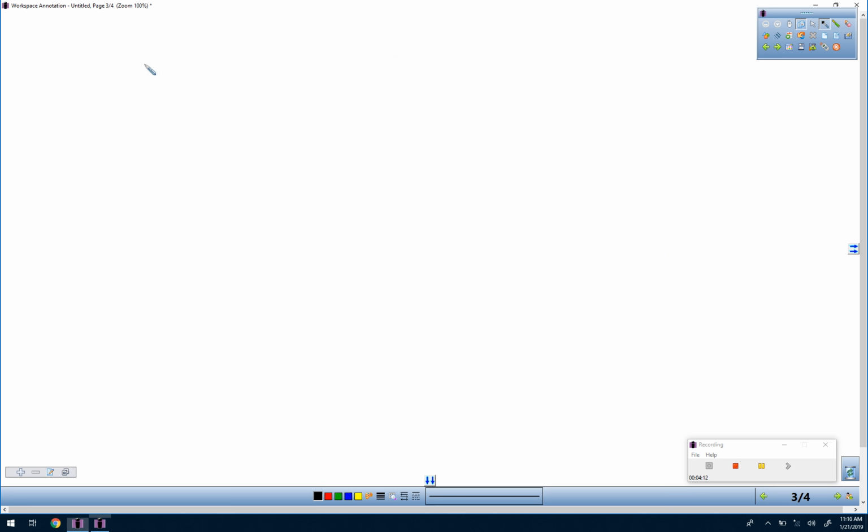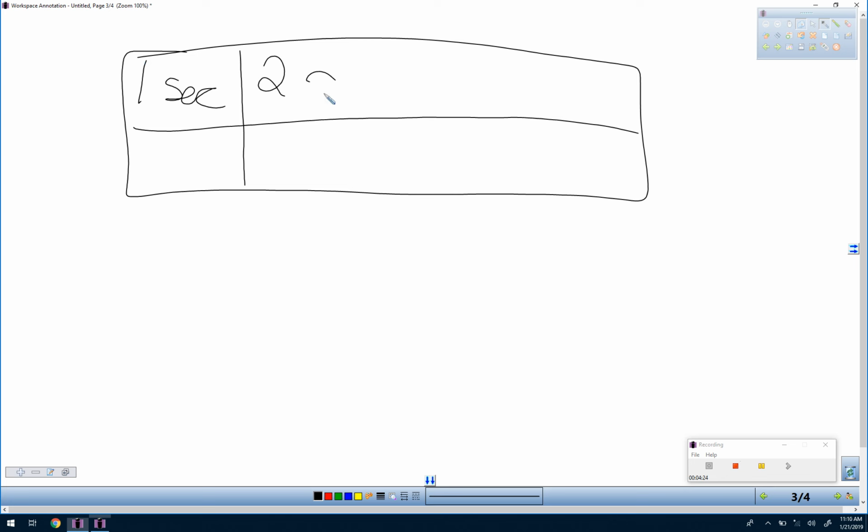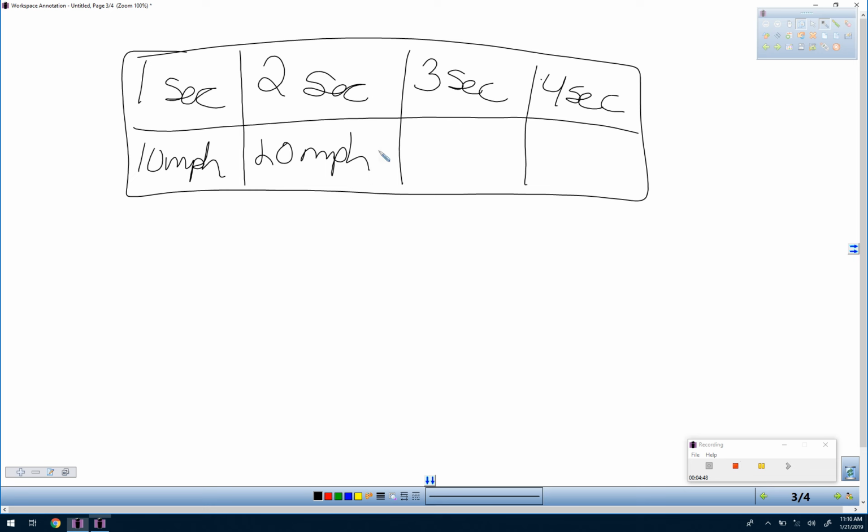Okay. All right, so again, let's say that you had some data, and you were measuring some moments in time: 1 second, 2 seconds, 3 seconds, and 4 seconds. Let's say you were measuring the velocity of a car. At 1 second it was going 10 miles per hour. At 2 seconds it was going 20 miles per hour. At 3 seconds it was going 40 miles per hour, and at 5 seconds it was going 65 miles per hour. So obviously it's accelerating.